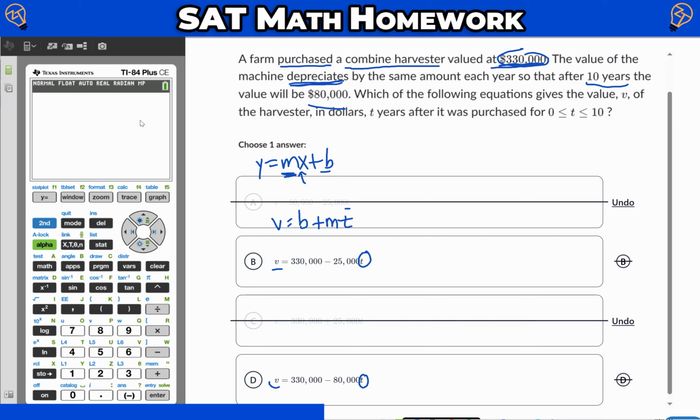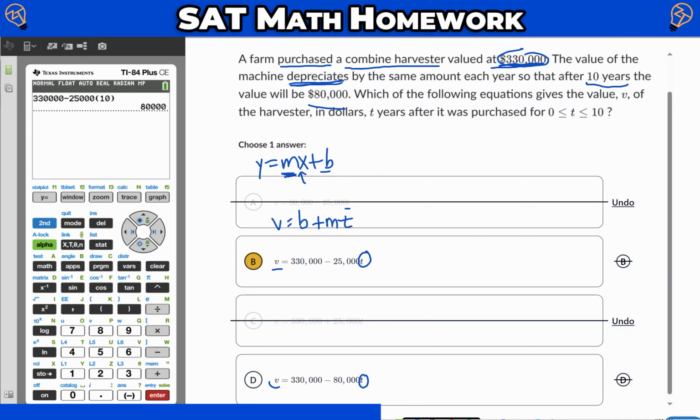So let's say I start with option B, 330,000 minus 25,000, and then we're multiplying by 10. And that one gave it to me. So we know that the answer is B. Obviously, if that wasn't the right one, we would have been able to do process of elimination and gotten D.